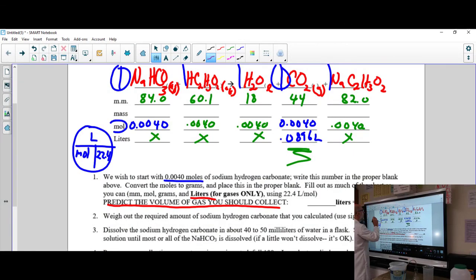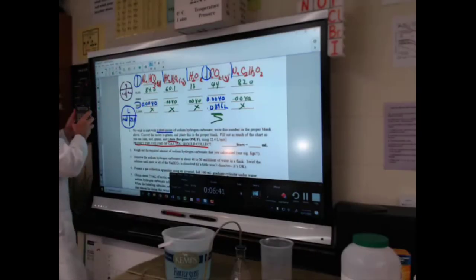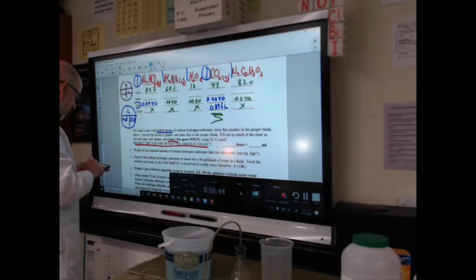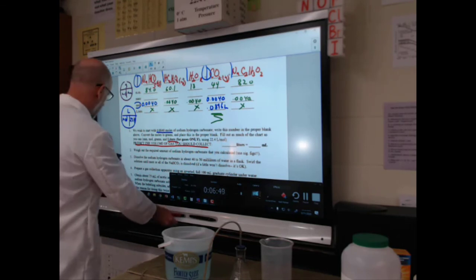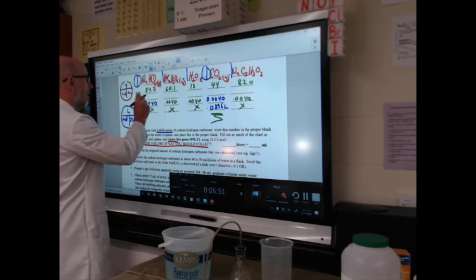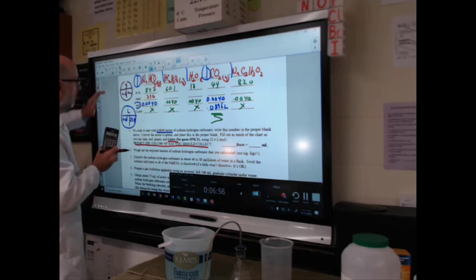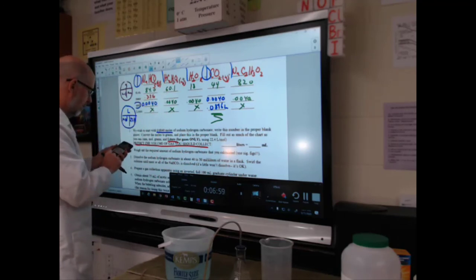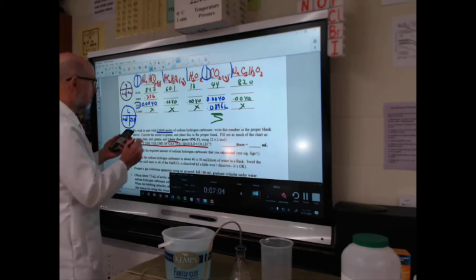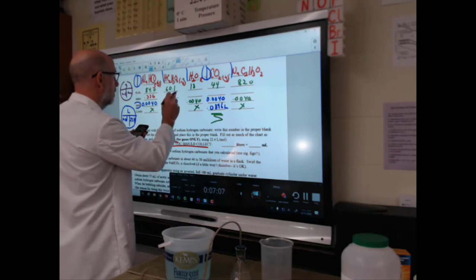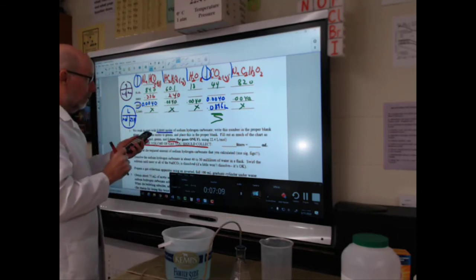So let me get a different color. We have our other circle for calculating. Moles equals grams over molar mass. Cover up grams: moles times molar mass. So 0.0040 times 84 equals, we need to start with 0.336 grams. Let's calculate the grams of this. Cover up grams, moles times molar mass. 0.0040 times 60.1 grams per mole gives 0.240 grams of vinegar, acetic acid.